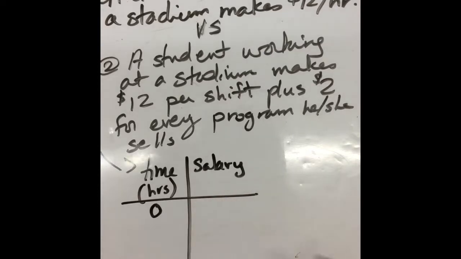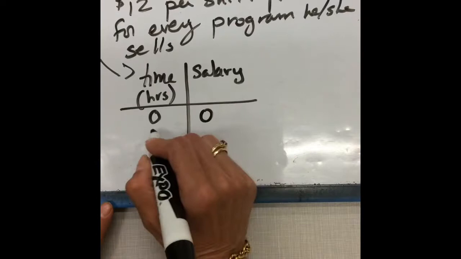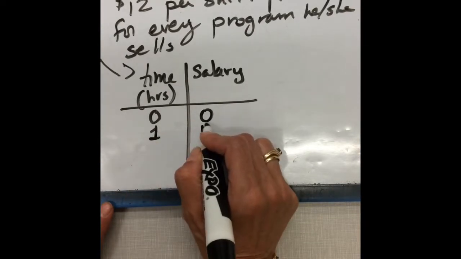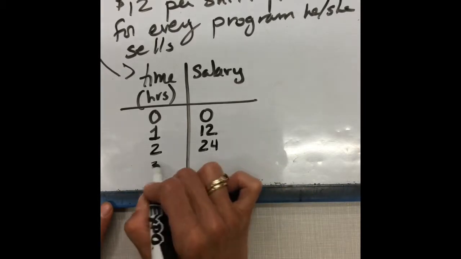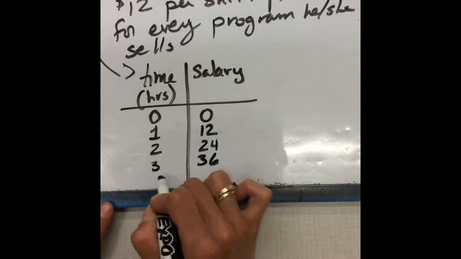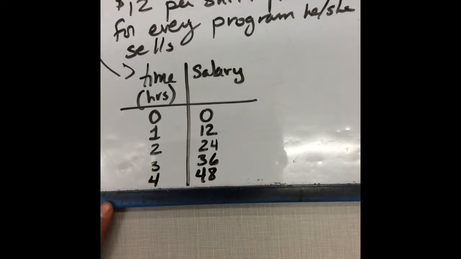And so at 0, this person makes no money. So we'll put 0. When he works for 1 hour, he makes $12. Works for 2 hours, 24. 3 hours, 36. And 4 hours is 48. You can see where that's going.